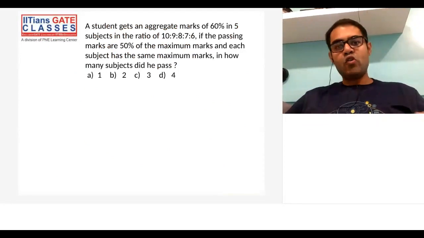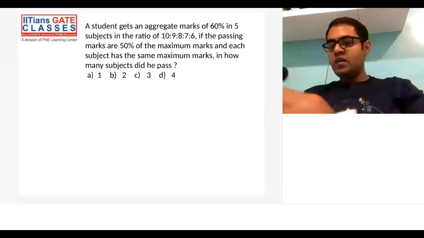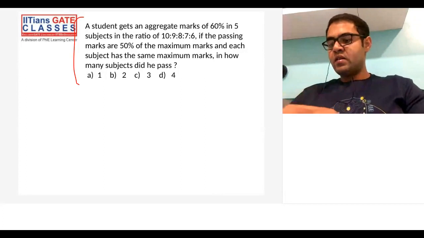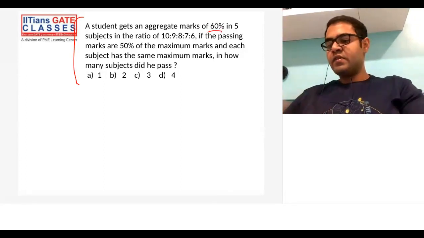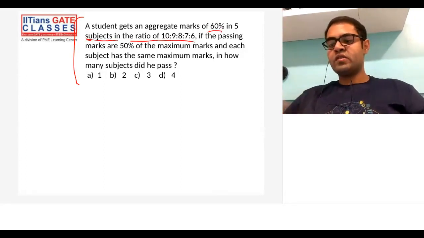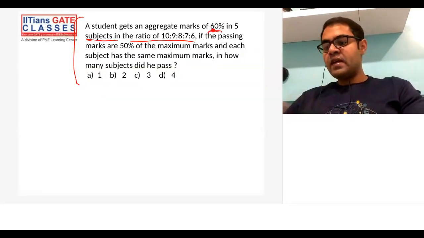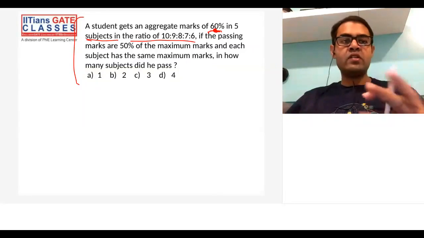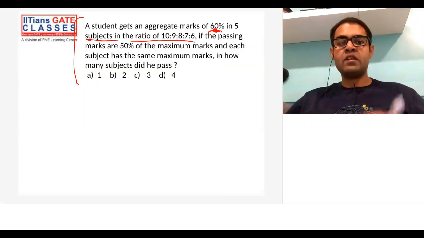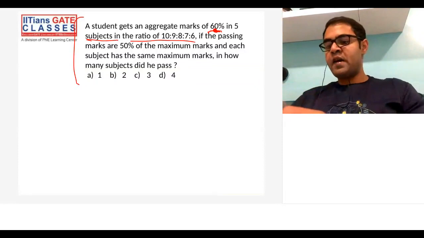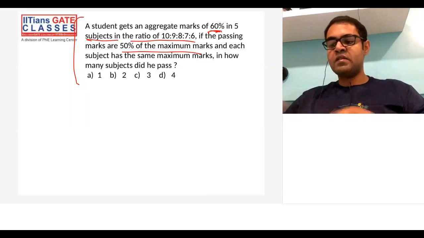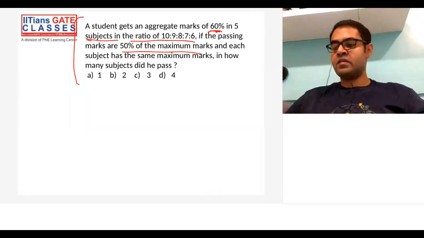Okay. So I hope everyone tried the problem. Now we are going to see the solution for this. So they're saying a student gets an aggregate marks of 60% in 5 subjects in this ratio. In this ratio, he's getting marks and he gets aggregate. Aggregate means total, he got 60%. Out of the total marks, he got 60% of the marks. If passing marks are 50% of the maximum marks, and each subject has same maximum marks, then how many subjects did he pass in?